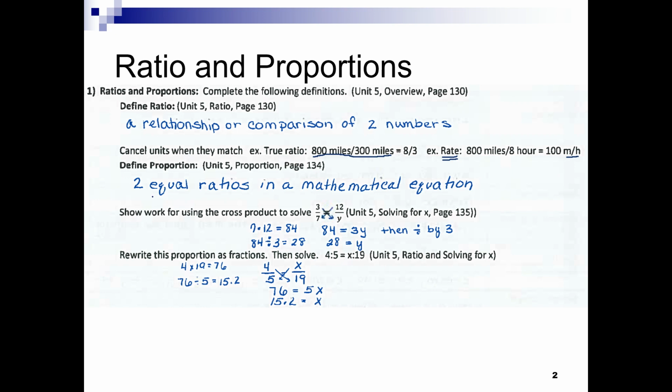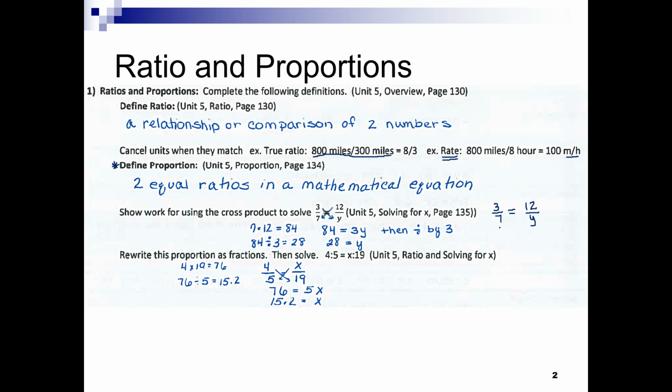And so then we're asked to define a proportion. So a proportion is two equal ratios in a mathematical equation. Let's look at the first example. Now I know I already wrote on this, so I'll write it off to the side, but we have the ratio of 3 to 7, and we have set it equal to the ratio of 12 to y. So this is a proportion, which is two equal ratios or two equal fractions.